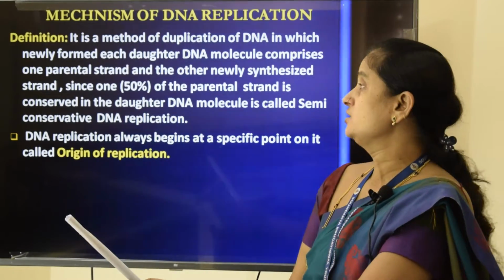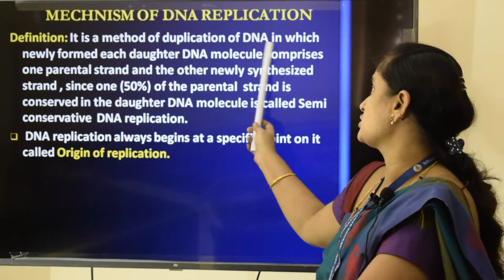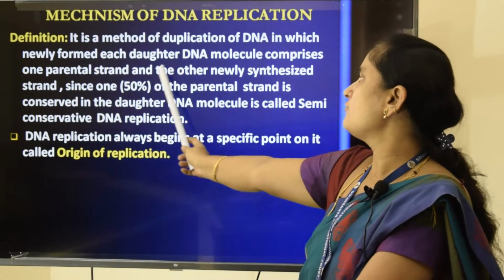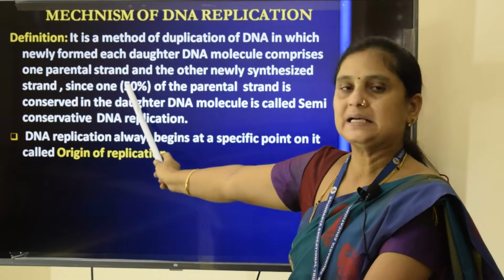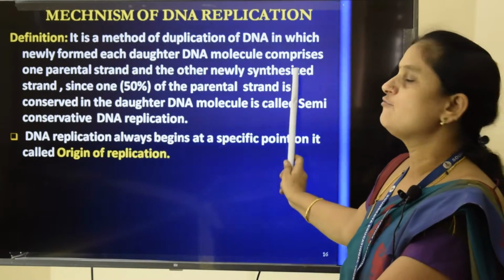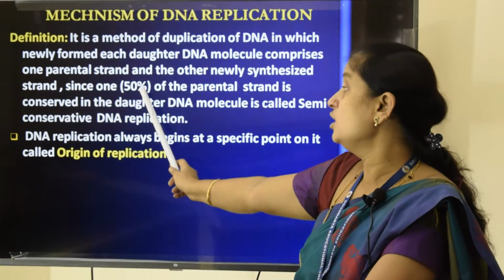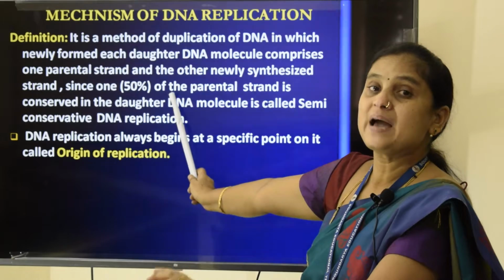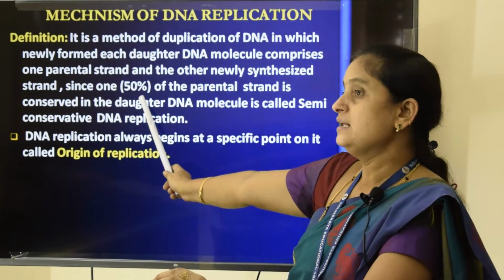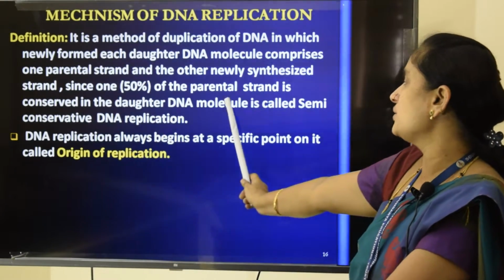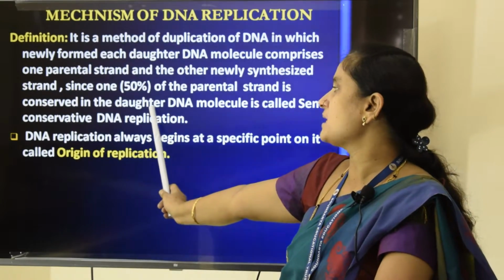As I mentioned, the semi-conservative method of DNA replication is a method of duplication of DNA in which each newly formed daughter DNA molecule contains one parental strand and the other newly synthesized strand. Since one of the two strands of the parental DNA, that is 50%, is conserved in the newly formed daughter DNA, it is considered a semi-conservative method of DNA replication.